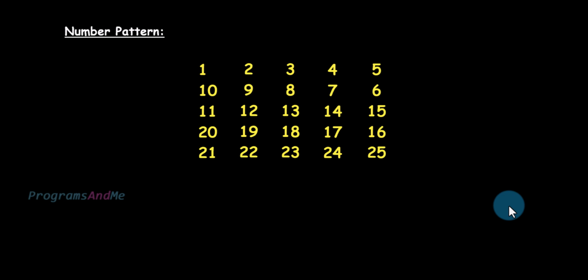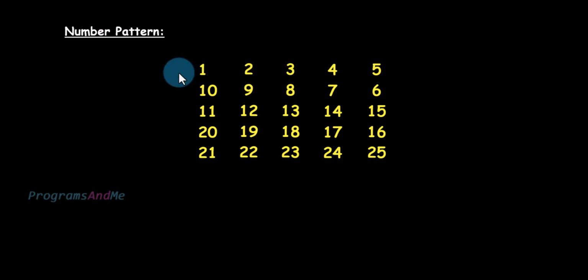Today in this tutorial we'll write a Python program to print this number pattern. The shape of this pattern is square and here we want to print numbers like this: 1, 2, 3, 4, 5, 6, 7, 8, 9, 10, 11, 12, 13, 14, 15, 16, 17, 18, 19, 20, 21, 22, 23, 24, 25. And in this number pattern we have 5 rows and 5 columns, right? Then how to print these numbers?